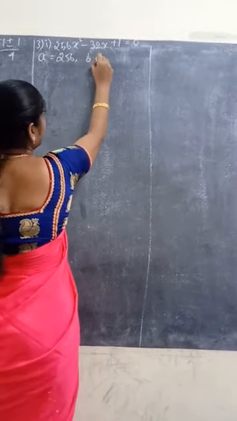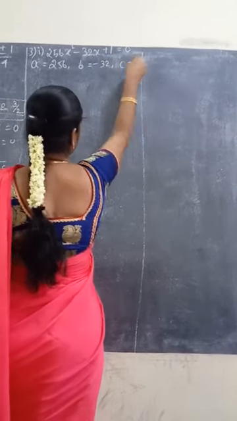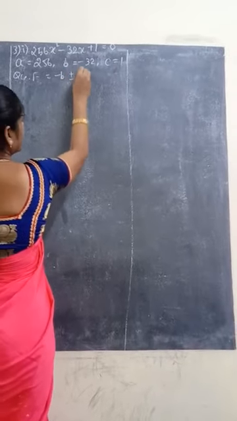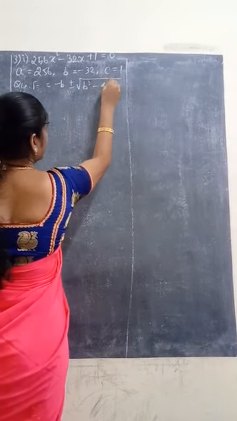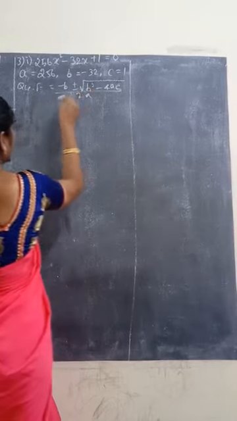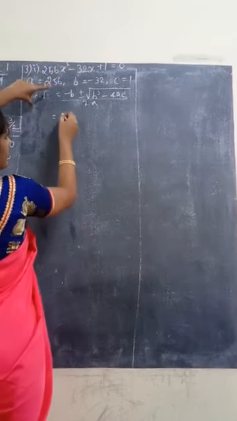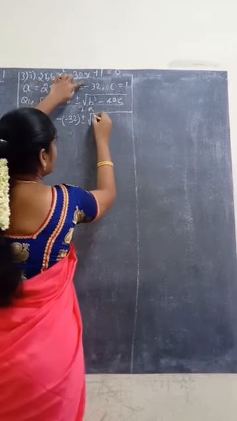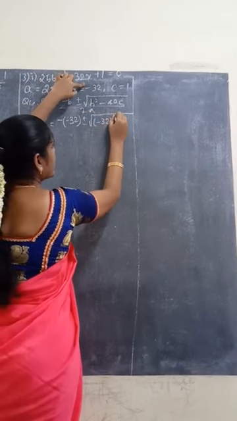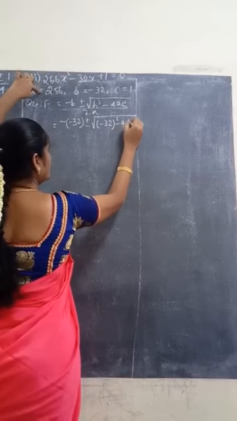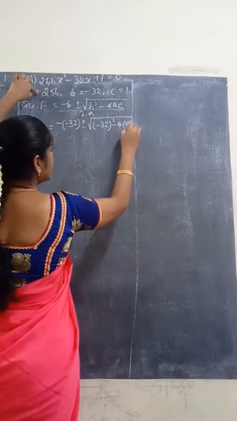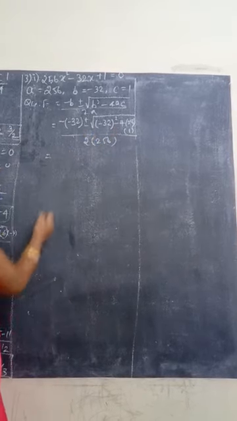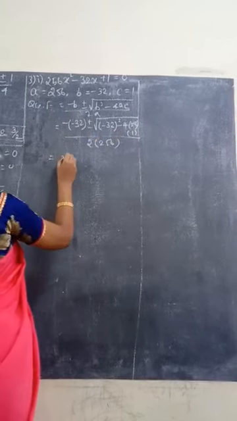Next, here what is A? 256. What is B? Minus 32. What is C? 1. What is the quadratic formula? Minus B plus or minus square root of B squared minus 4AC by 2A. What is B? Minus of minus 32 plus or minus square root of what is B? Minus 32 squared minus 4 into 256 into C, 1, divided by 2 into 256.